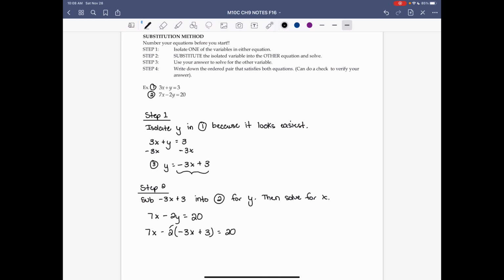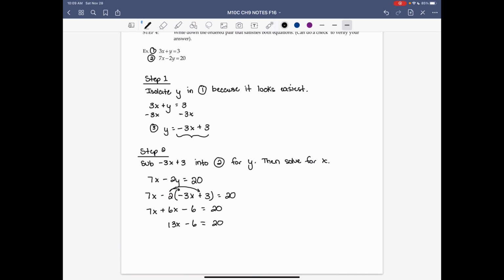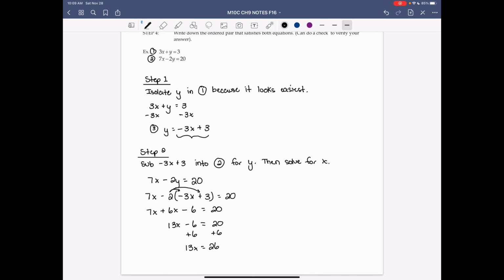So we want to multiply negative 2 into the brackets. We get 7x. Negative 2 times negative 3 is positive 6x. Negative 2 times positive 3 is negative 6 equals 20. 7x plus 6x is 13x minus 6 equals 20. I want to isolate the x, so add 6 to both sides. 13x equals 26. Now we have 13 times x. We want to divide by 13. That gives us x equals 2. So that provides us with the x value of our solution.